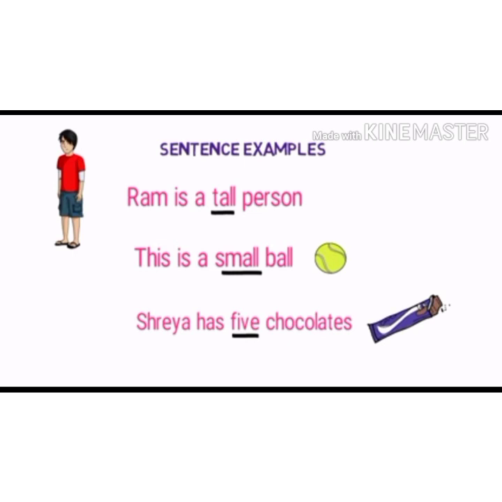Also, in the third sentence, Shreya has 5 chocolates. So, here it's talking about the quantity of chocolates Shreya has, using 5. How many chocolates she has? 5. So, the number 5 is an adjective here.